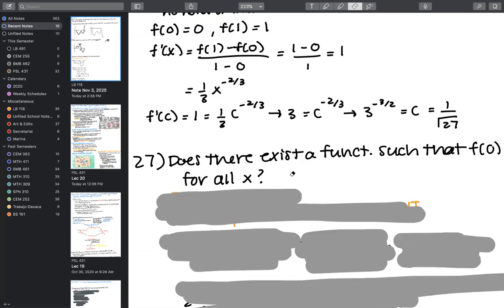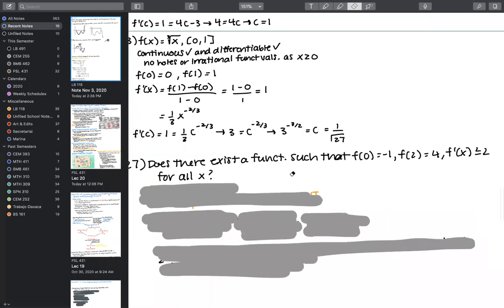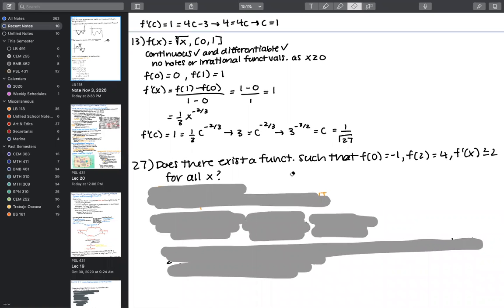All right. Does there exist a function such that f of 0 is equal to -1, f of 2 is equal to 4, and f prime of x is less than or equal to 2 for all values of x? So I want to talk about how you would determine what this problem is asking you to do. I don't know that I have the most direct answer for you, but I'm going to talk about the way that I kind of go through it in my head, or I did when I was taking this class.